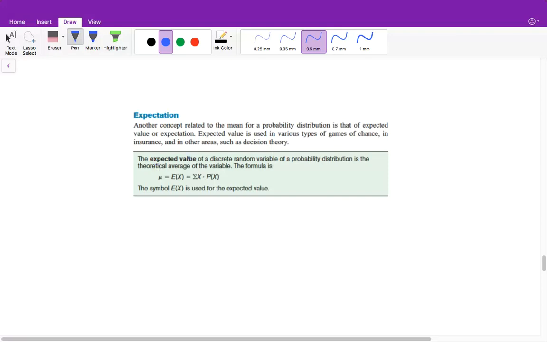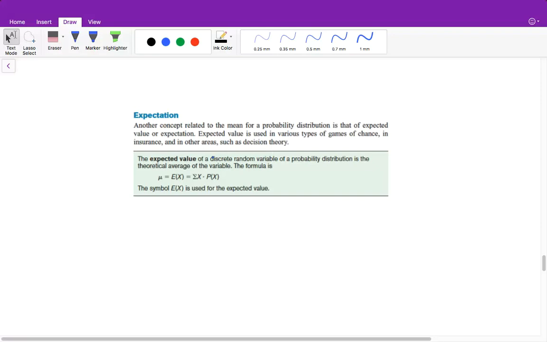What our expected value is telling us, the expected value of a discrete random variable of a probability distribution, is the theoretical average of the variable. So it's telling us if we are going to gamble our money, or buy a lottery ticket, or get life insurance, it can tell us on average what we can expect to make or lose. If we're losing money on average, then maybe it's not the best deal for us, or the best bet. And if we're making money on average, then maybe it's the right investment, and so on.